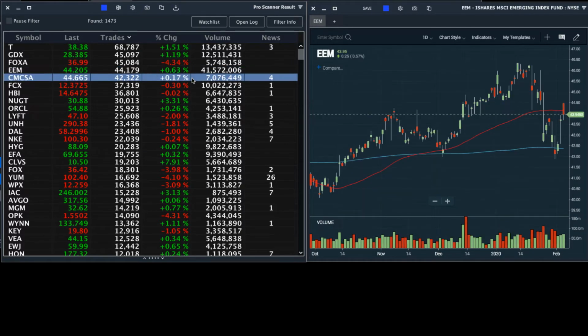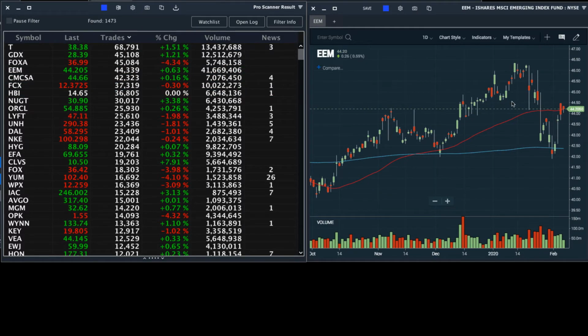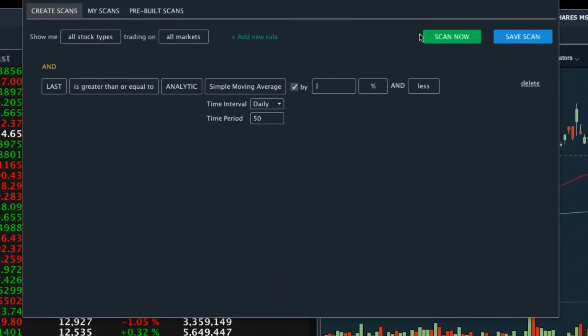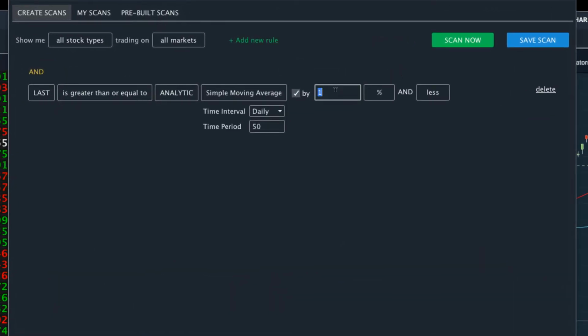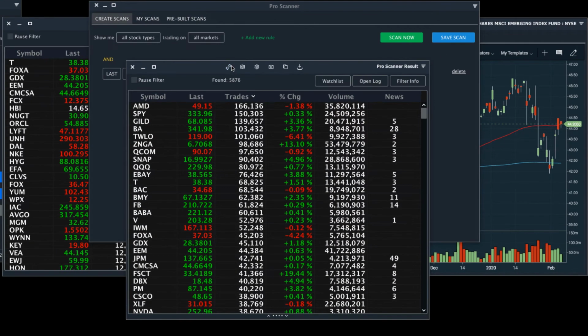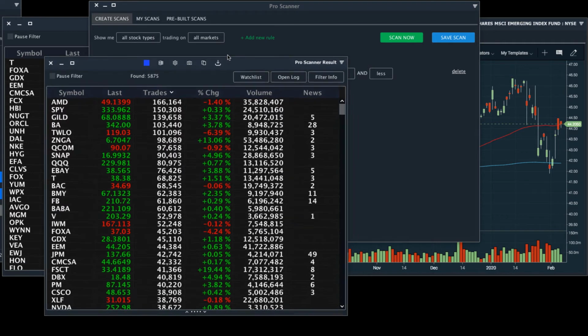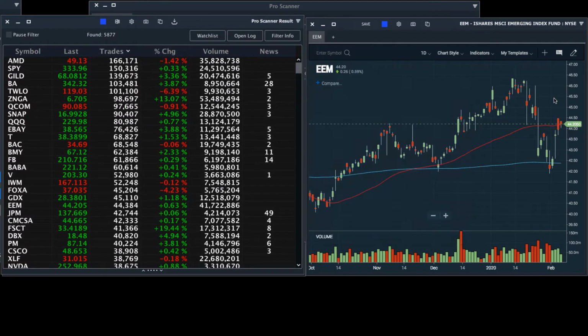I could continue to filter these different results and look for stocks that may be of interest. This is particularly useful for swing traders who are interested in looking at daily charts and focusing on longer-term price action. We could continue to tweak these settings to make them even more interesting. For example, if I want to find stocks that are way above their 50-day moving average, I could put 10% as a criteria. I could then link this to my chart window and start analyzing the results.